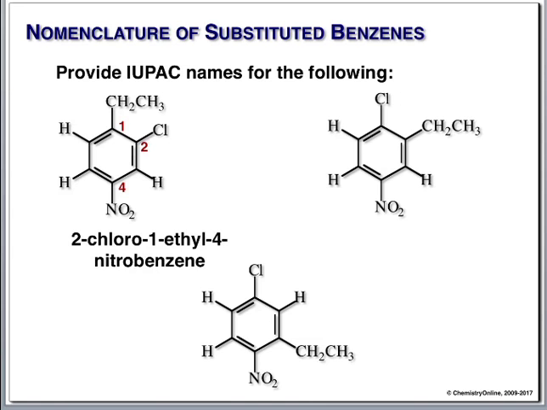Same groups here. We have a chlorine, we have an ethyl, we have a nitro. Once again, we're going to start up here with our chlorine as number 1. We'll round the ring this way, so we have a 1-2-4. And it's going to be a 1-chloro, 2-ethyl, 4-nitrobenzene.